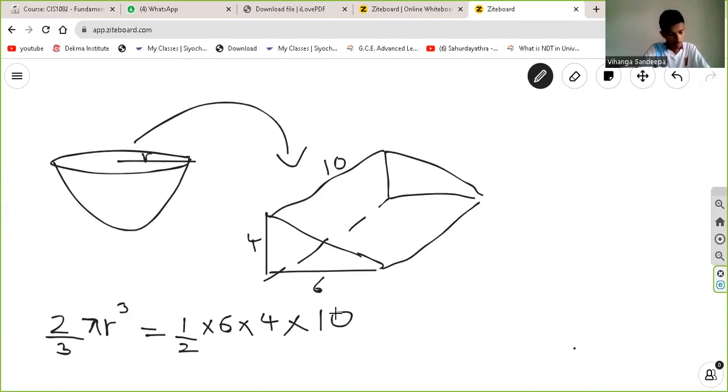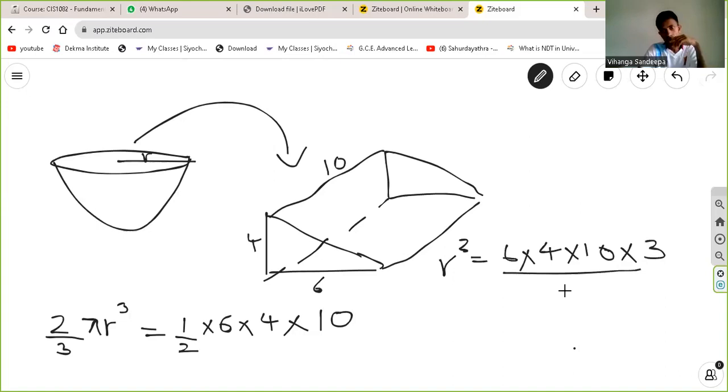Then you have to make R the subject. To make R to the power 3 the subject, R to the power 3 equals 6 into 4 into 10 into 3 over 4 pi.